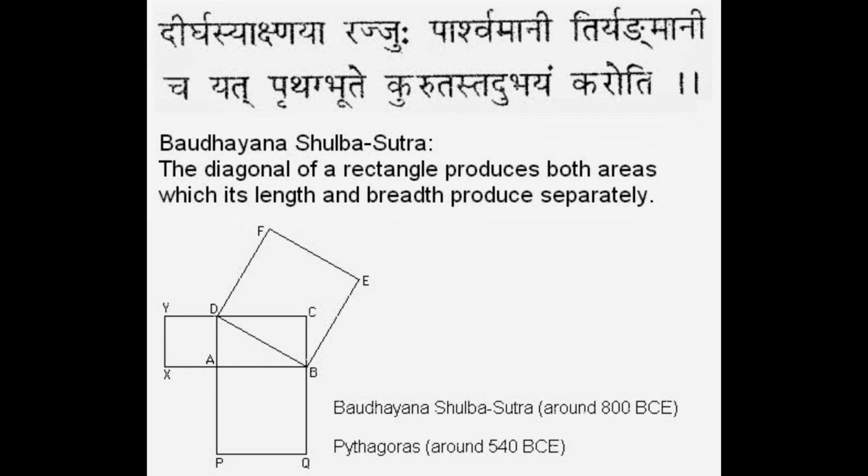Among many other things, the Sulba Sutra also contains the first known verbal expression of the Pythagoras theorem. It states that the diagonal of a rectangle produces an area which both its length and breadth produce together.